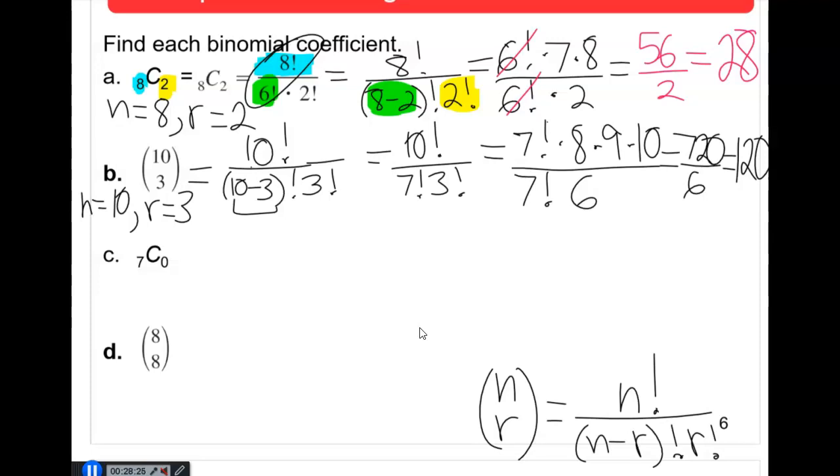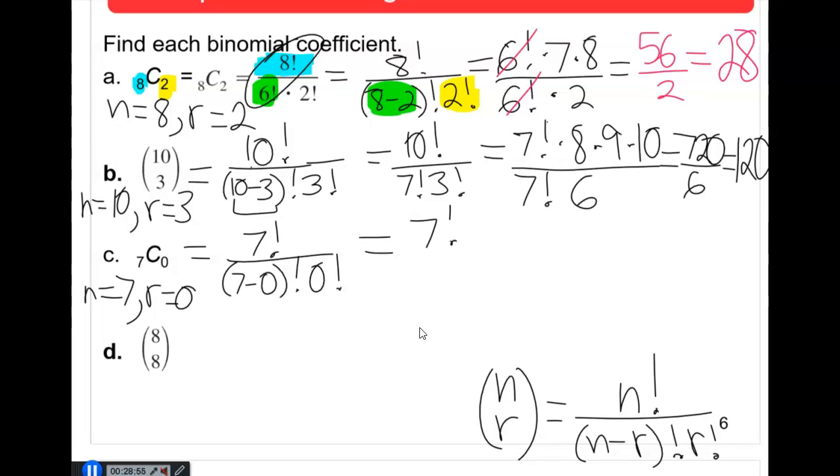So the next one, similar to the examples that I gave you on the previous slide, we have 7 choose 0. So we have that n is 7, and then r is equal to 0. Following the formula, 7 factorial on top. On the bottom, we need n minus r, so that's 7 minus 0 inside the parentheses, then factorial, and then we have times 0 factorial.